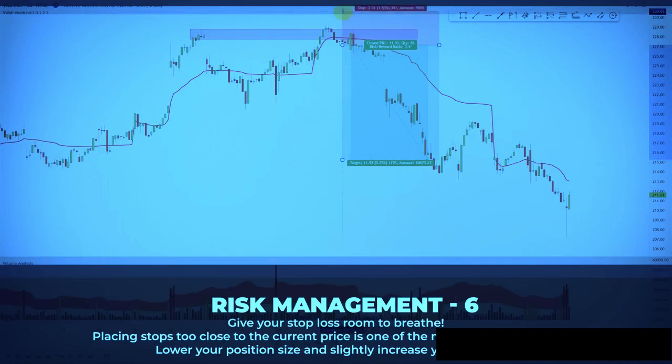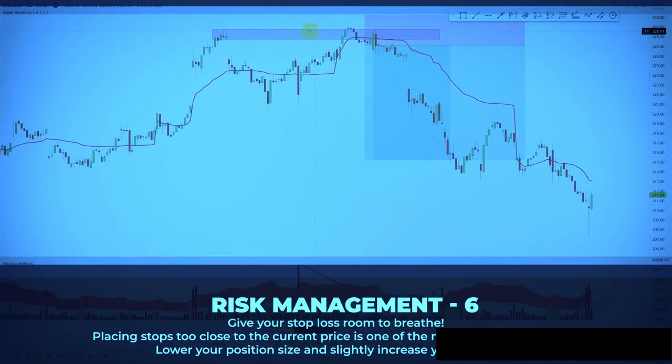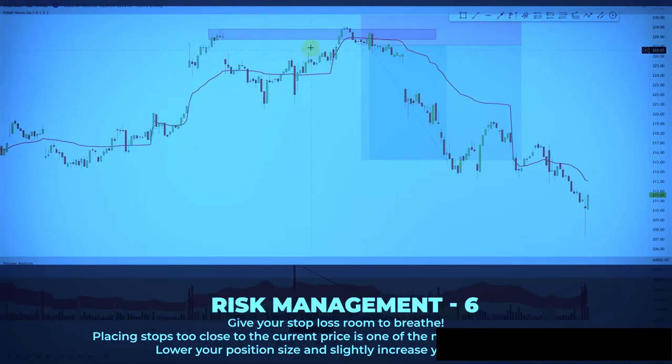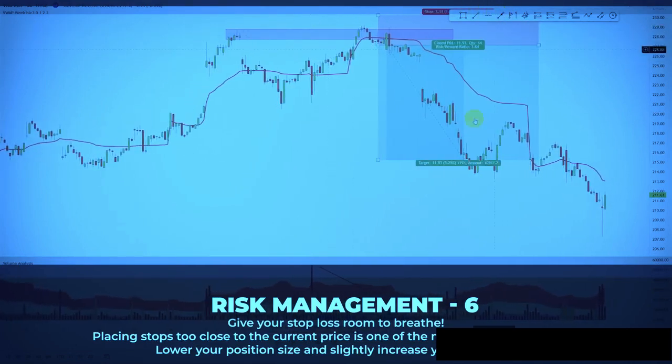When you day trade, the market can move unpredictably, and if you place your stop too tight, there is a high chance that you'll be stopped out before the price continues to go in your direction. Position sizing also plays an important role in this equation. My advice: lower your position size and slightly increase your stop loss to give the price enough room to breathe.